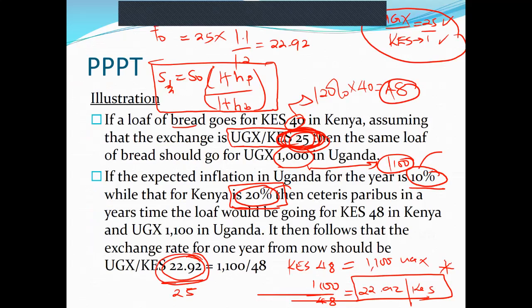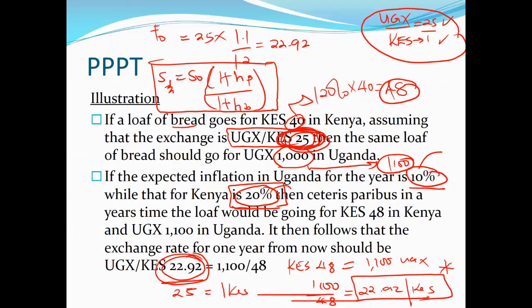Now, all that means that the Kenyan shilling is becoming weaker. Why? Because one Kenyan shilling before was equal to 25 Uganda shillings, isn't it? Now, the same one Kenyan shilling is equal to fewer units of currency in Uganda. Can you see that? So we conclude that the Kenyan shilling is depreciating and becoming weaker compared to the Uganda shilling, and vice versa. The Uganda shilling is becoming stronger compared to the Kenyan shilling.